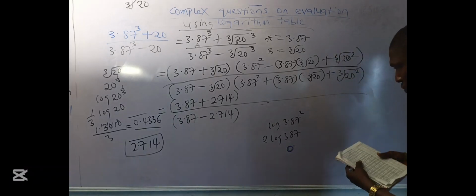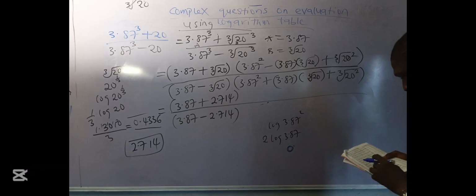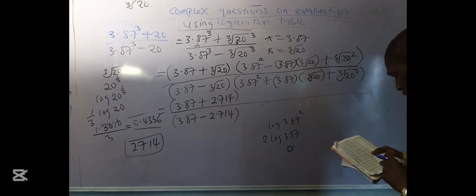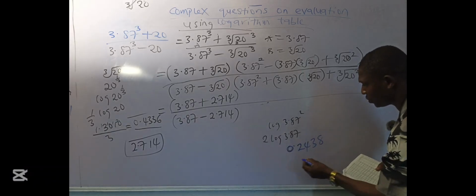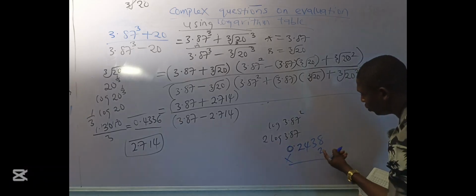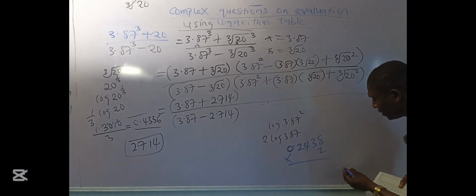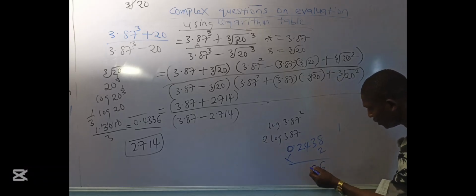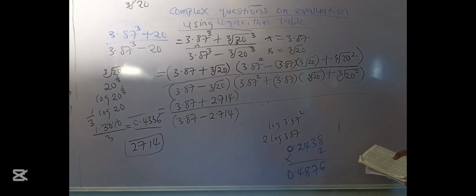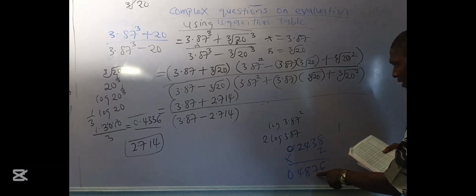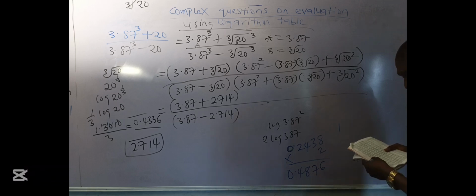So I have 38 under 7, which is 2438. So I'll multiply by my 2 here. 2 times 7, 2 times 8 will give me 16, 6 carry 1. 2 times 3, 6 plus 1, 7. 2 times 4, 8. 2 times 2, 4. And 2 times 0, 0. So I have this.